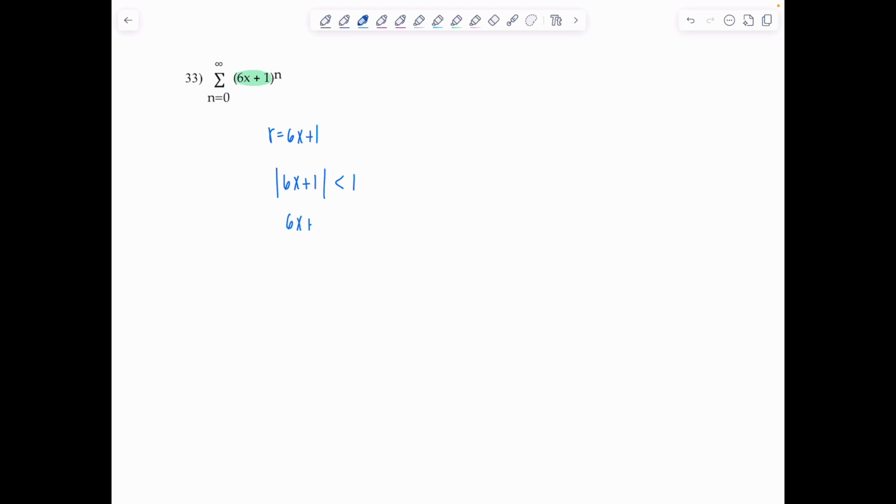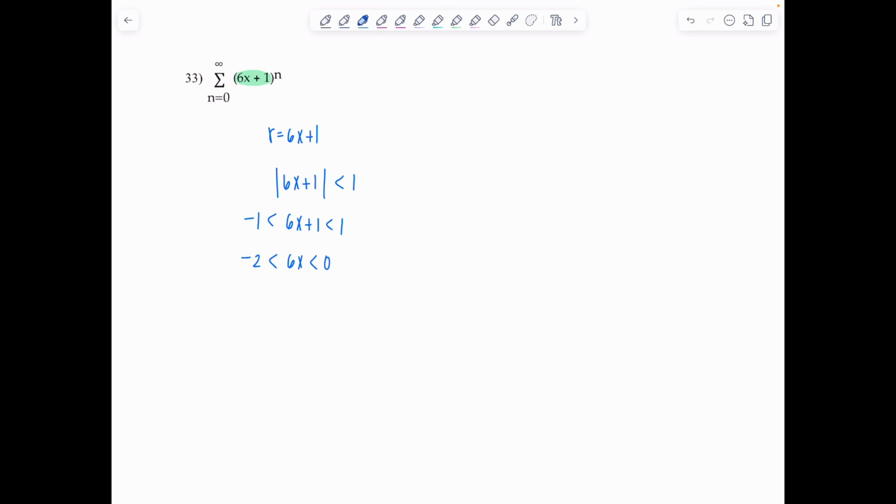So then rewriting it without absolute value, I have negative 1 is less than 6x plus 1 is less than 1. And then subtract 1 from everything. So we have negative 2 is less than 6x is less than 0. And then divide by 6.